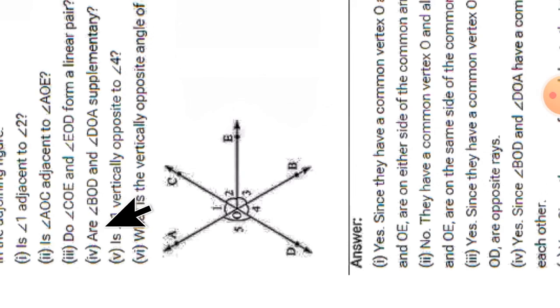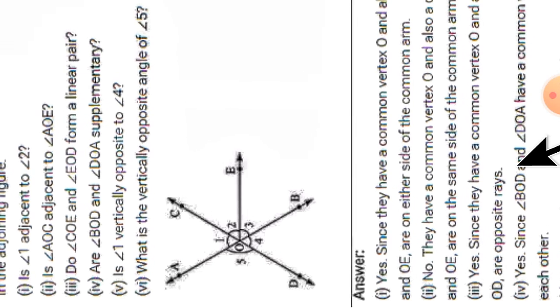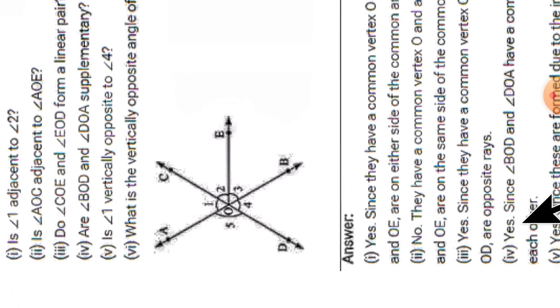Now the fourth one: are angles BOD and DOA supplementary? Let us see BOD and DOA. Yes, they are supplementary angles, because O is the common vertex, OD is the common arm, and the non-common arms are opposite to each other.